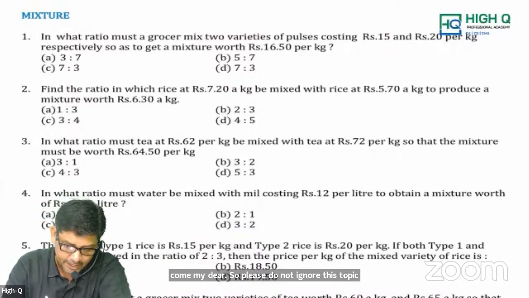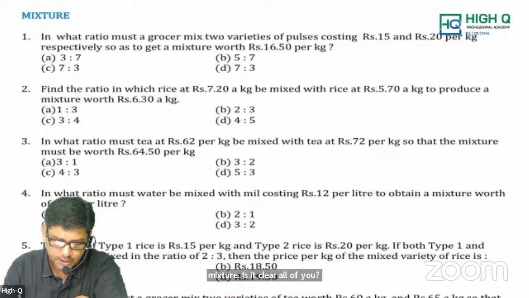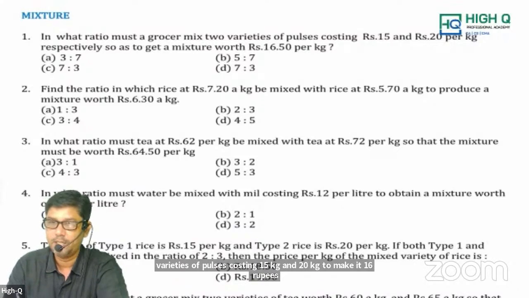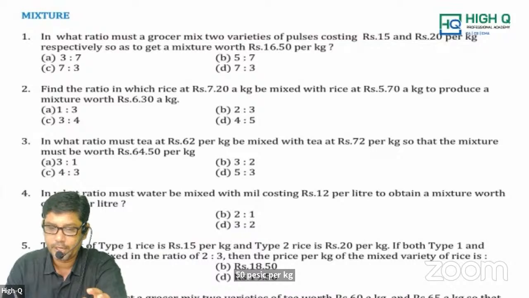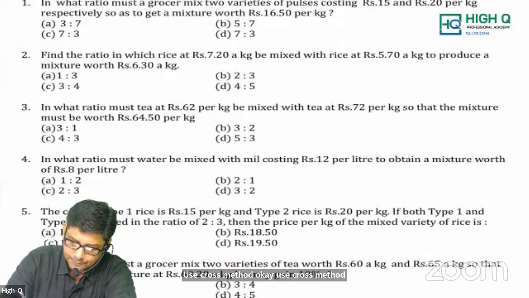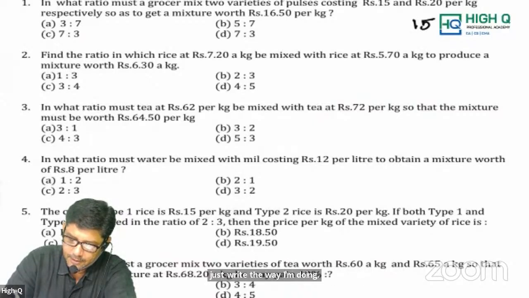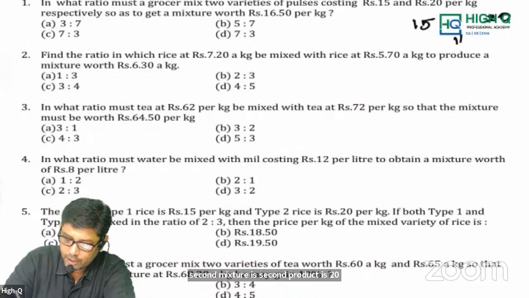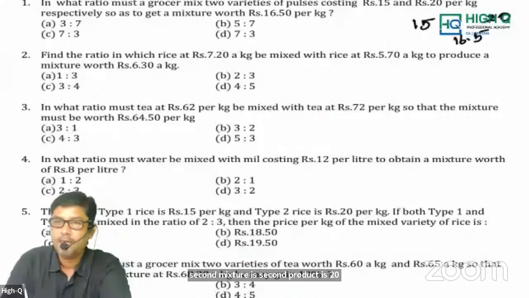In what ratio must a grocer mix two varieties of pulses costing 15 and 20 rupees per kg to make it 16 rupees 50 paise per kg? Use the cross method. Just write the way I'm doing. First is 15, second product is 20. Both have to be mixed and you have to make it 16.5.